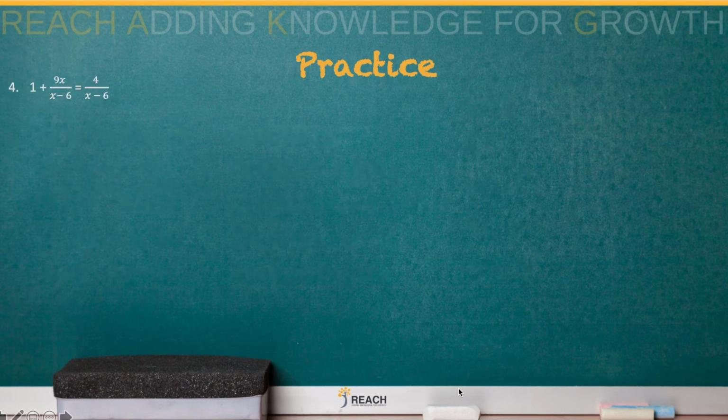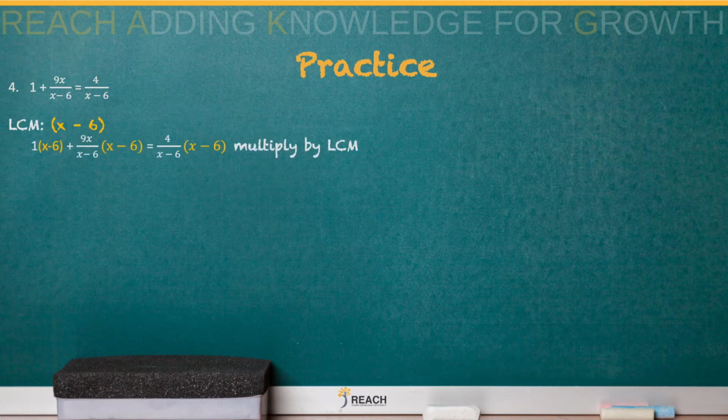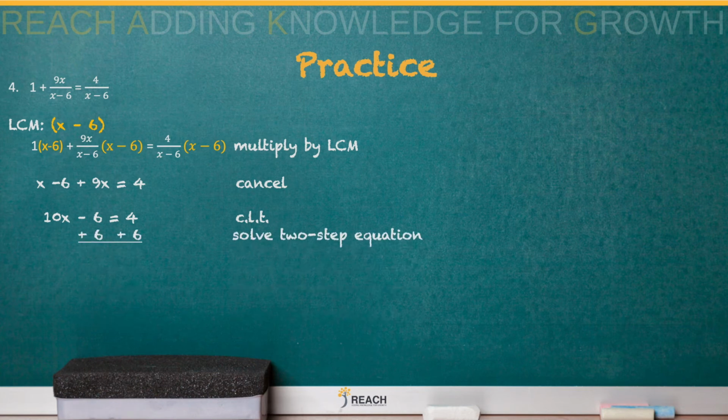All right, number 4. This is case 2 because we have multiple fractions on one side. So the LCM is x minus 6. You multiply by the LCM. And then you cancel out the terms on top and bottom. And we're left with x minus 6 plus 9x equals 4. We combine our like terms. We get 10x minus 6 equals 4. Solve that two-step equation. So we get x equals 1.